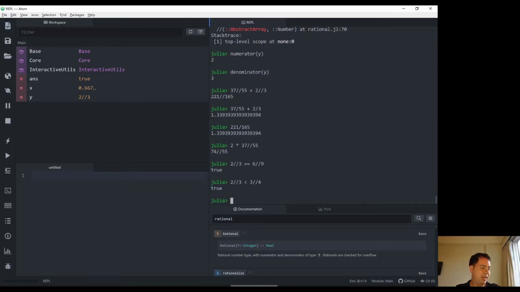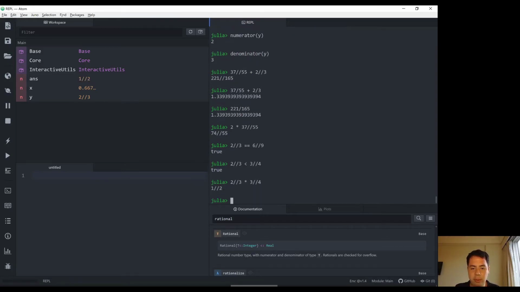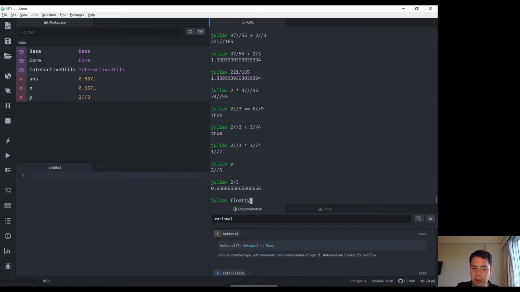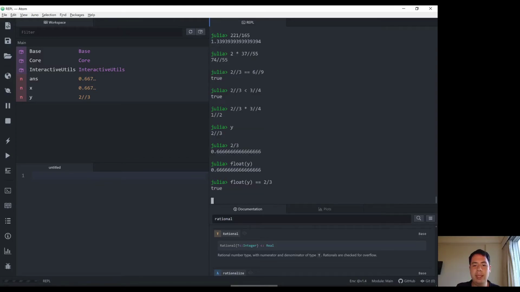Yes, it is. Excellent. We can do multiplication, which is quite easy, of course. 3/4 times 2/3 is 6/12. And then we can change, so remember our y here is 2/3. We can change y into a decimal point number simply by calling the float type conversion. And in fact, this equality should work out. Excellent. So Julia can equate those two when they're floating point numbers.